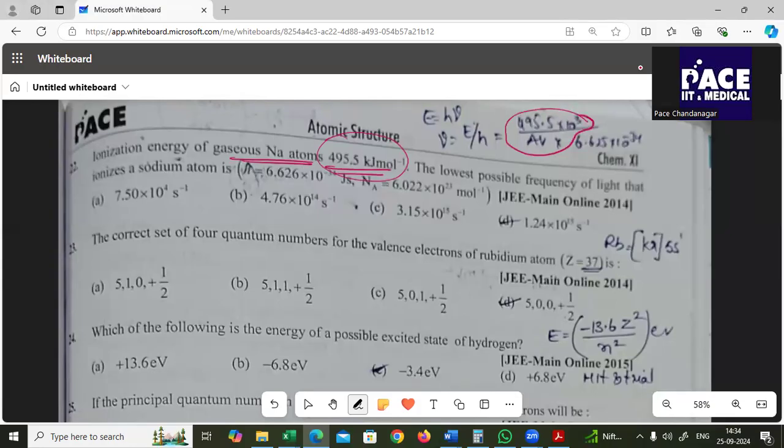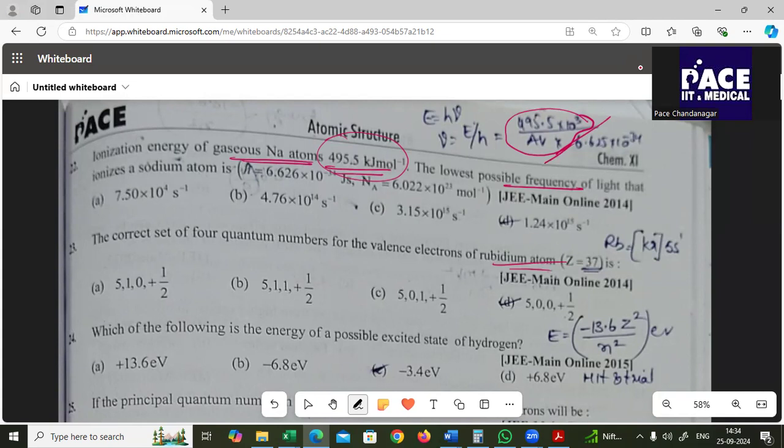See, E is equal to h nu. We are asked about the frequency, so nu is equal to E by h. E is all this divided by h. h is 6.625 into 10 power minus 34. You do that, you will get the answer there. Next question: the correct set of 4 quantum numbers for the valence electron of rubidium, which is 37.